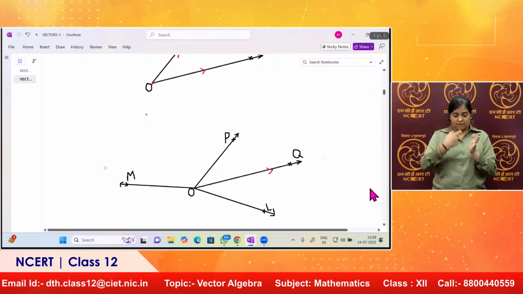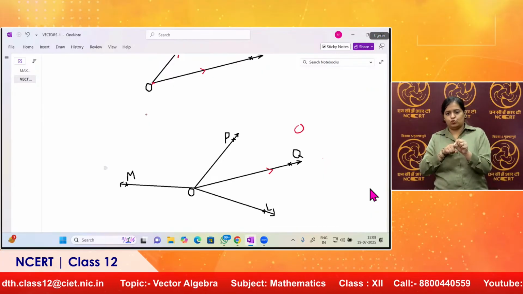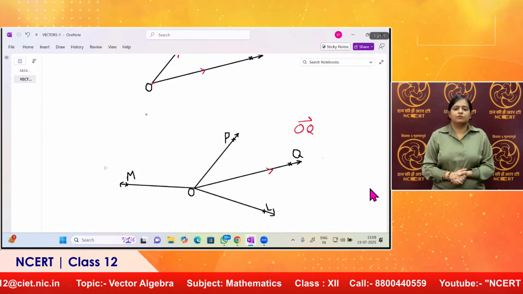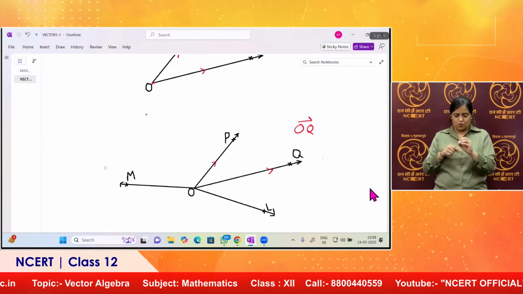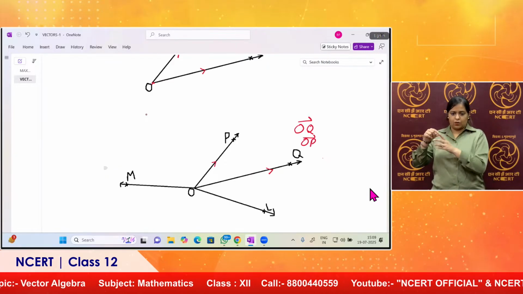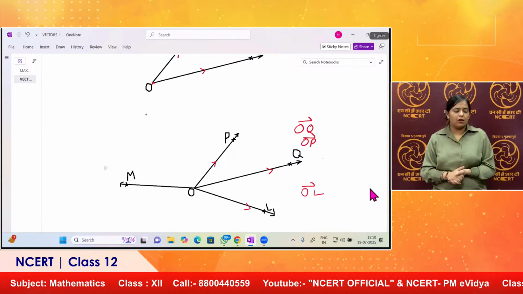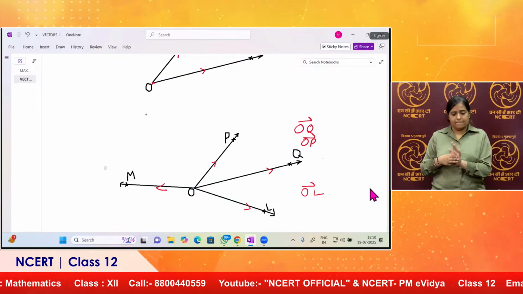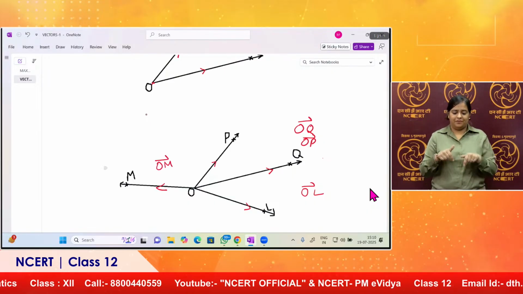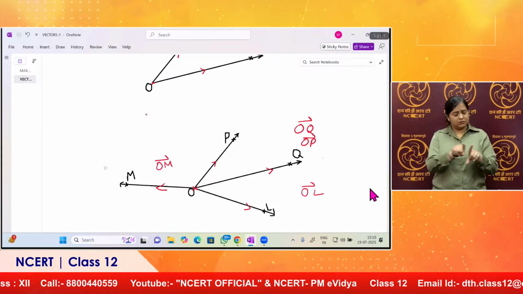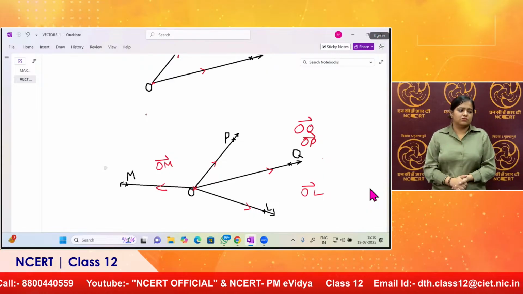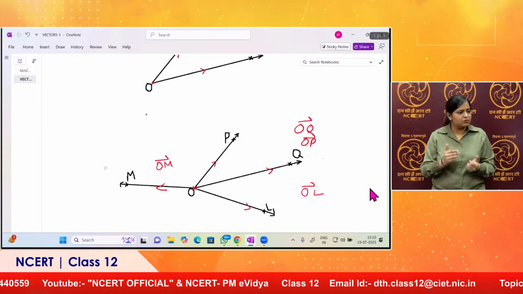Now here you find there are so many vector quantities. You can see that one vector starts from O and goes towards Q. So this is the vector OQ. And there is another vector through P, so that's another vector OP. And this is another, third vector OL. And you find OM, this vector OM. All these vectors have the same initial point. That means we can describe vectors from the same point.